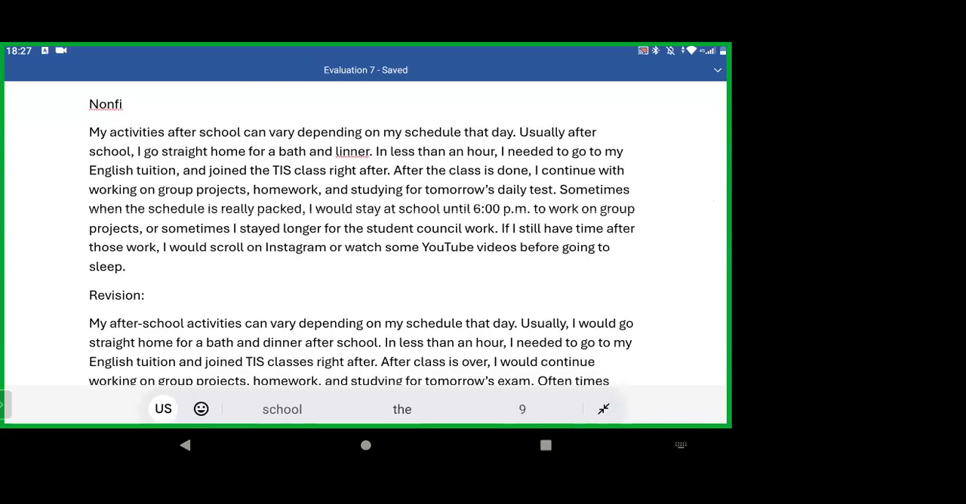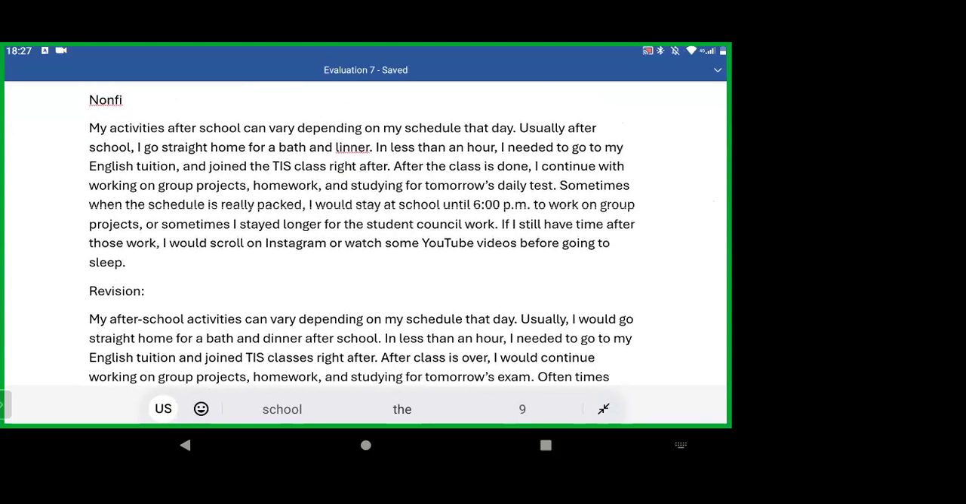So my activities after school can vary depending on my schedule that day. I changed that a little bit. It's a minor change. Instead of saying "my activities after school," I'm just going to make that a phrase: "my after school activities can vary depending on my schedule that day." I still keep that sentence. I just changed the phrase "activities after school" to "after school activities."